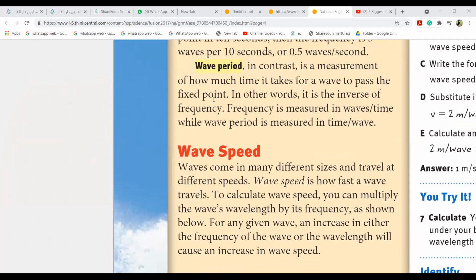What is a wave period? It's a measurement of how much time it takes for a wave to pass a fixed point. Now we have fixed a point, and I said how many waves passed till here. So that time, we can say, is the inverse of frequency, because frequency is waves per time, but wave period is time per wave. In so much time, so many waves went. We have fixed a time. Okay?